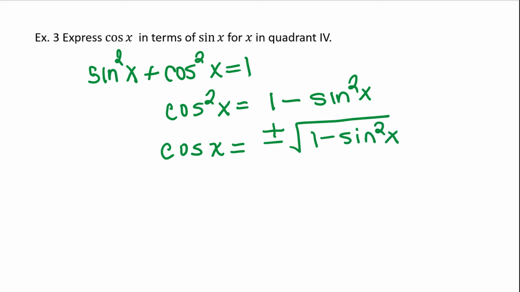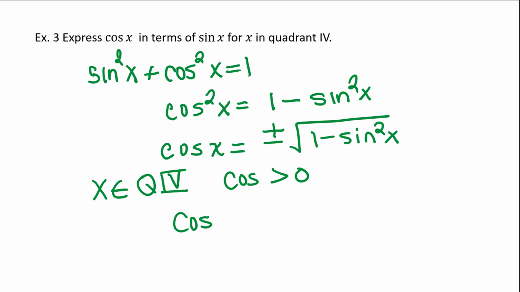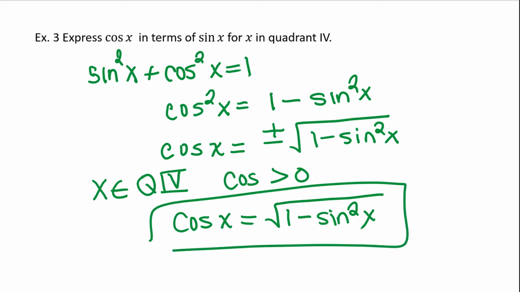Now let's go back and pay attention to the fact that x is an element of quadrant 4. And in quadrant 4, cosine is positive. So cosine x in terms of sine in quadrant 4 is the positive square root of 1 minus sine squared x.